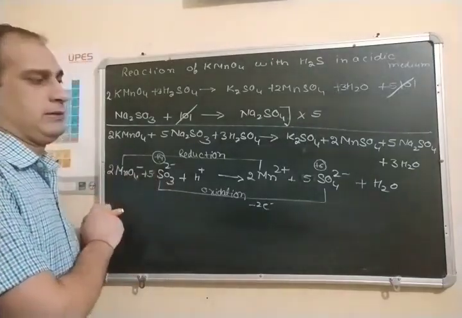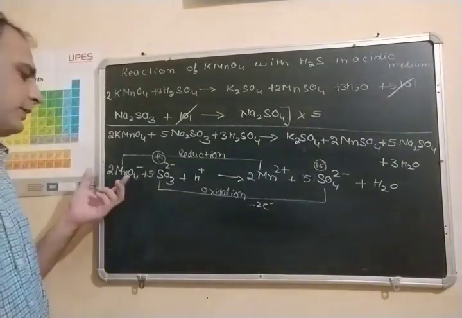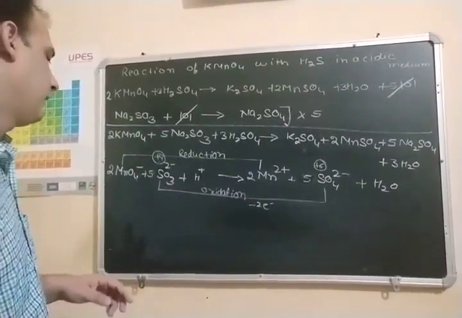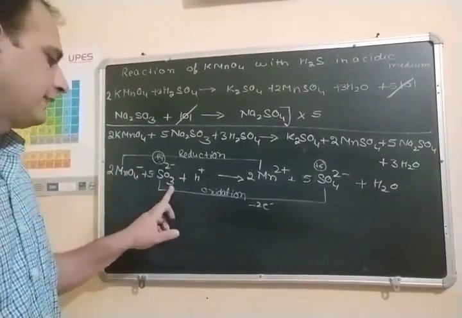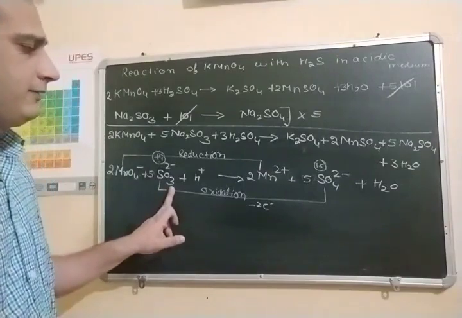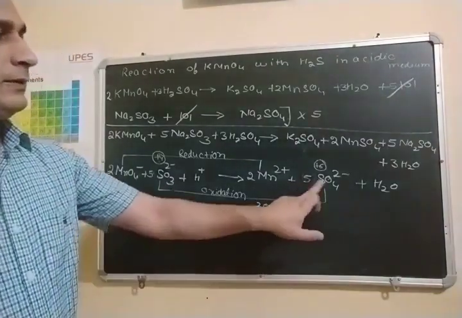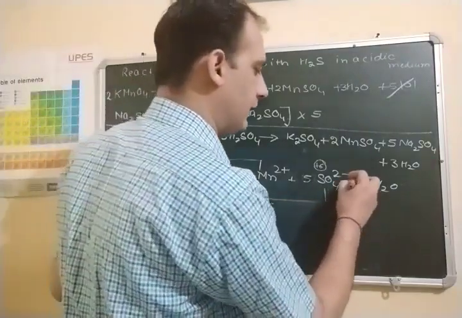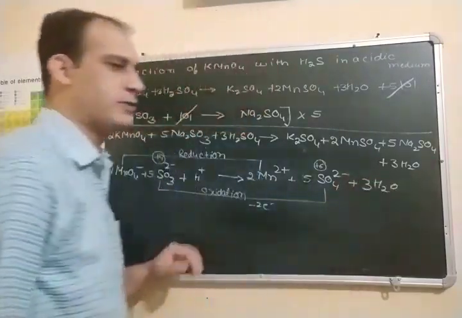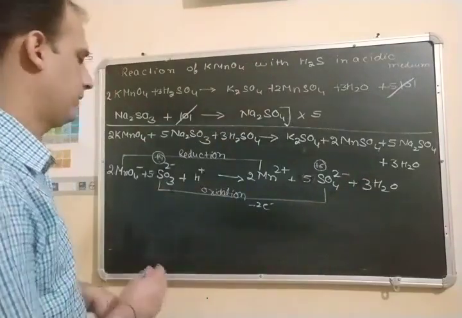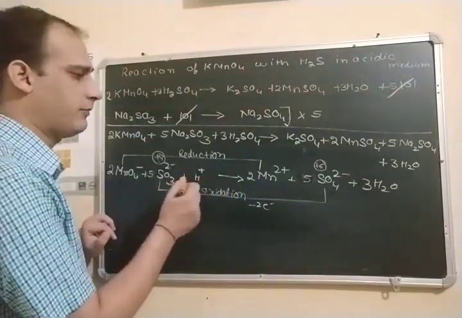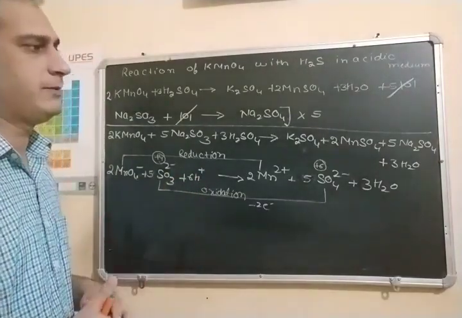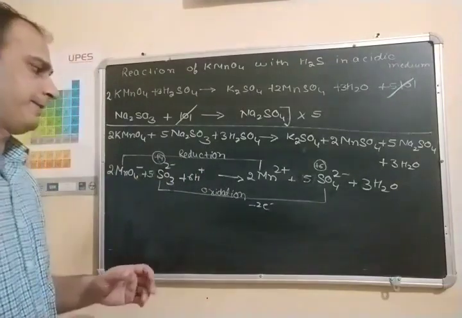Now 4 times 2 is 8 and 5 times 3 is 15. So we will have total number of oxygen: 4 times 2 is 8, 5 times 3 is 15. So we will have total 23 oxygen atoms. Here 20 oxygen atoms are already there. So we need to balance only 3. So there will be formation of 3 water molecules, and for the formation of 3 water molecules there will be requirement of how many hydrogens? 6 H positive ions. So in this way you can balance this type of equations.